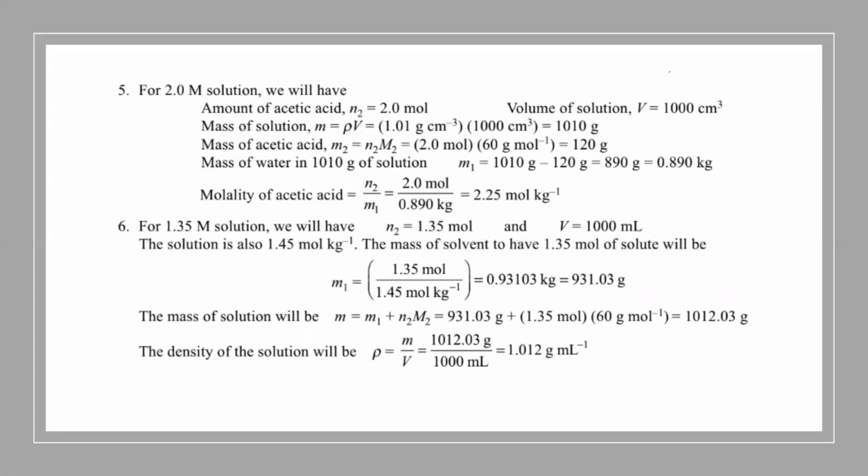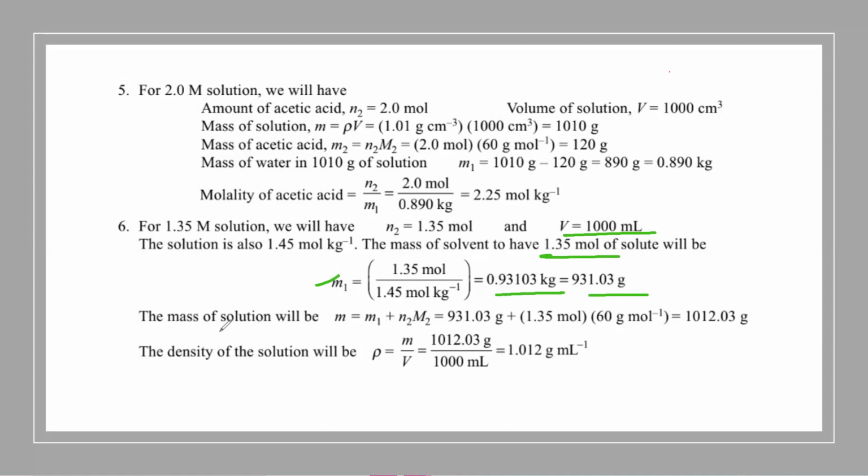So for a 1.35 molar solution, we'll have n2 equal to 1.35 moles, because n2 is the weight of solute by molecular weight of solute. It is given as 1.35 moles and the volume is given as 1000 ml. The solution is also 1.45 moles per kg. So the mass of solvent to have 1.35 moles of solute will be m1 equal to 1.35 by 1.45 moles per kg, which is coming around 931.03 grams.